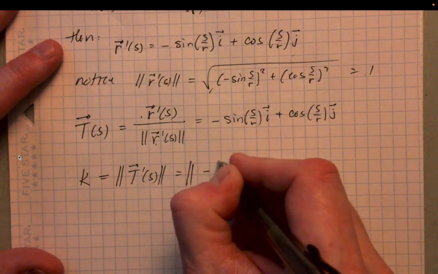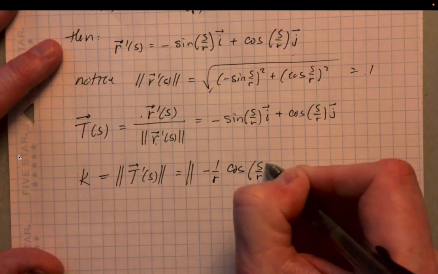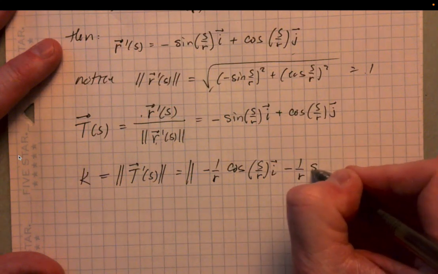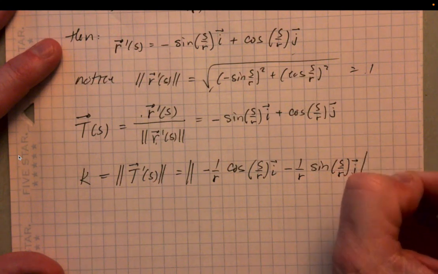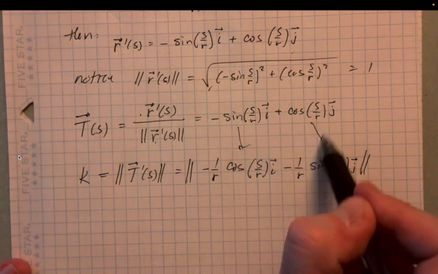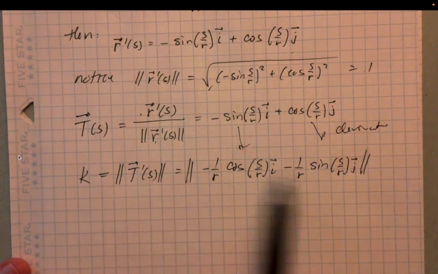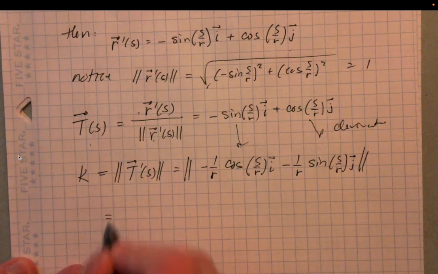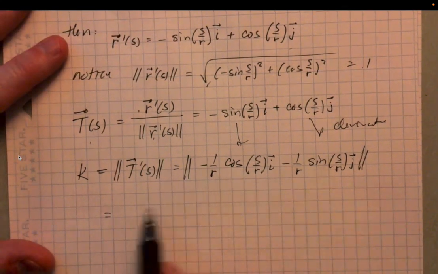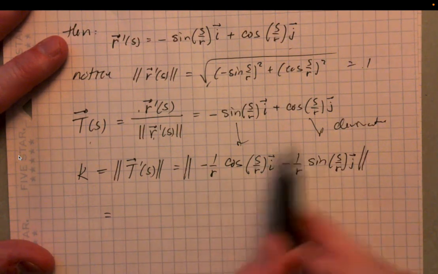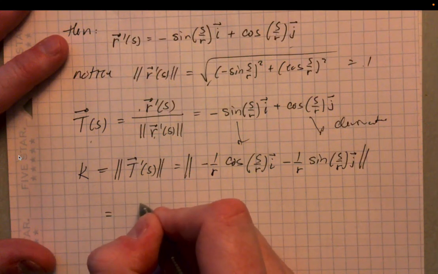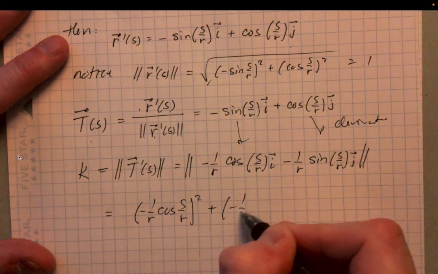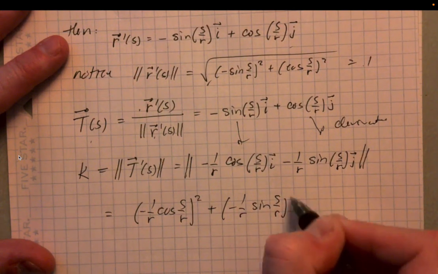It's just negative 1 over r cosine of s over r times i. And over here it becomes negative also: minus 1 over r times the sine of s over r times j. That's really just differentiating. Usually we might find the derivative of T first and then plug it into the norm expression, but in this case this all works. Then we take the norm, which is the square root of the sum of squares of the components. I'll write it all out first: the square root of negative 1 over r cos of s over r squared plus negative 1 over r sine of s over r squared.